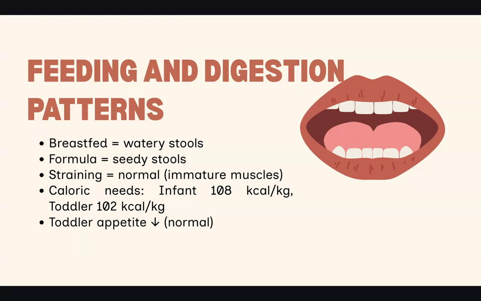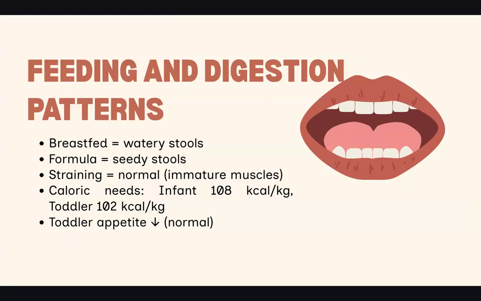They're also going to need way higher caloric needs than a normal adult. So infants need about 108 calories per kilogram. Toddlers are going to need 102 calories per kilogram. And toddlers are naturally going to be picky eaters because their growth starts to slow down and their appetite is going to decrease. And then by the ages of 4 to 5, the GI tract is now mature enough to handle the full range of foods.